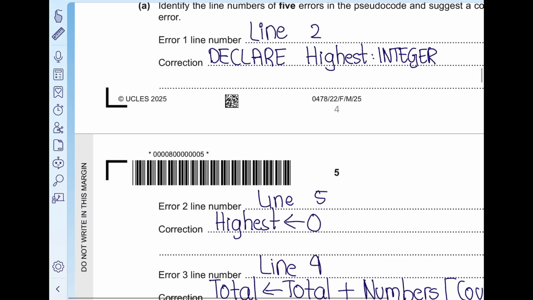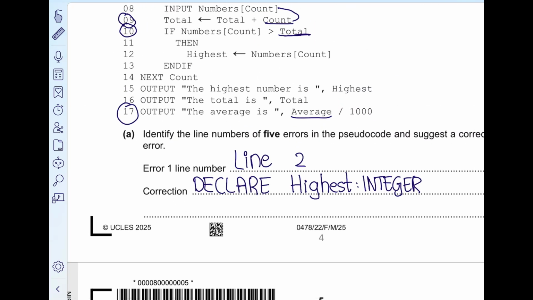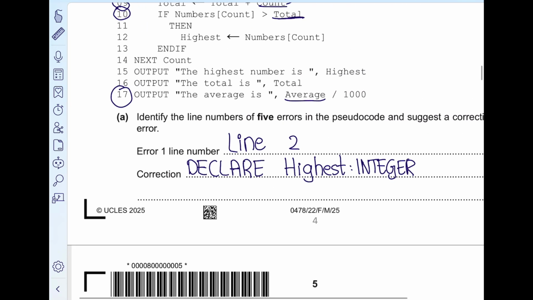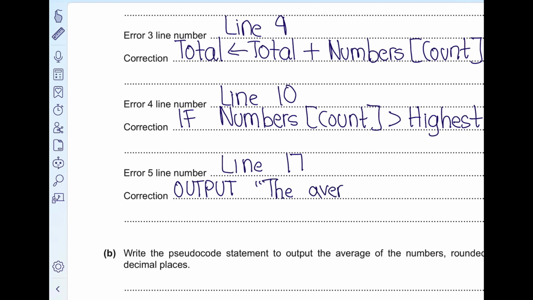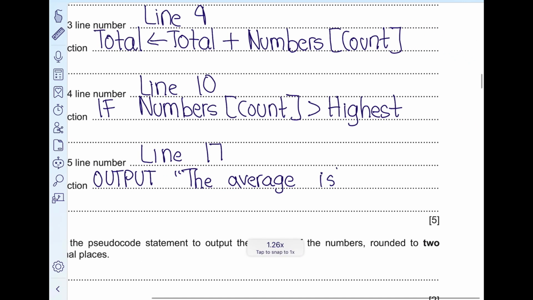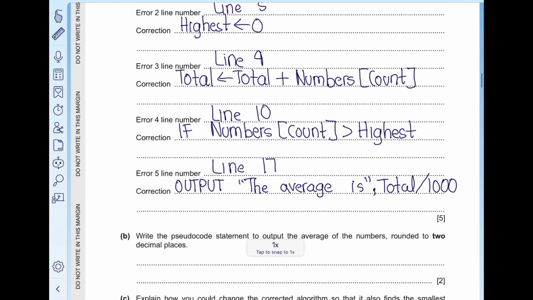And there was a last error at the end, which says output the average is average divided by 1000. It should be the output is average is total divided by 1000. Line 17, and the correction is output the average is, and what would the average be? It would basically be the total. I have to put a comma over here, total divided by 1000, because we had 1000 numbers input.